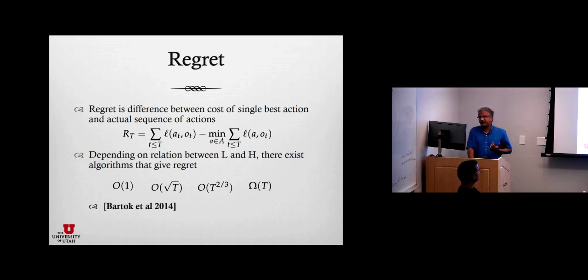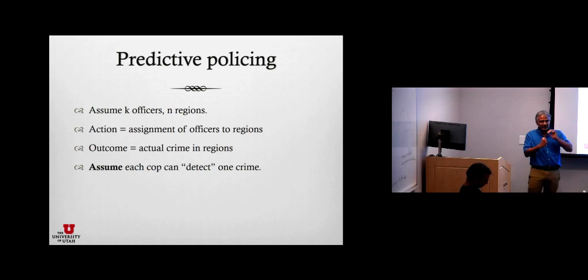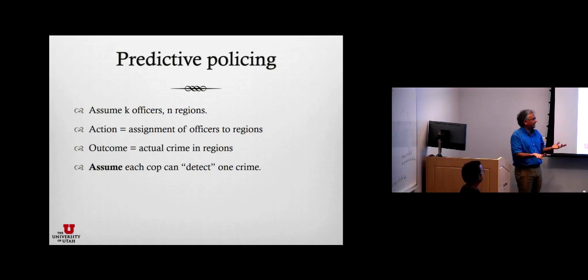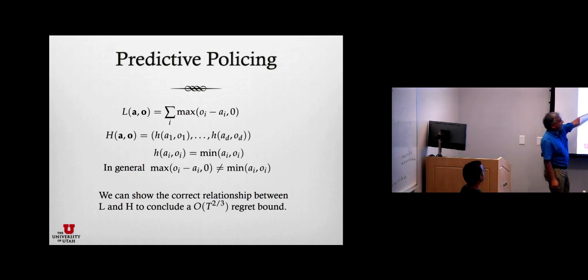Again, how does this apply to predictive policing? You have K officers and regions. Your action is an assignment of officers to regions. Your outcome is the actual crime. And just for technicality, you assume one officer detects one crime, so you can actually calculate a loss function. So your loss is basically this function here, the sum of the max of (number of crimes minus number of officers, 0). If you have more officers than crimes, you won't get any loss whatsoever. And this is the feedback matrix, which is the min of the two things. This is a partial monitoring problem because these two things are not the same.